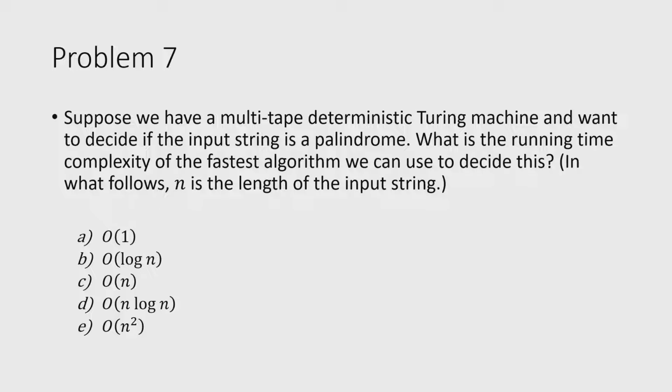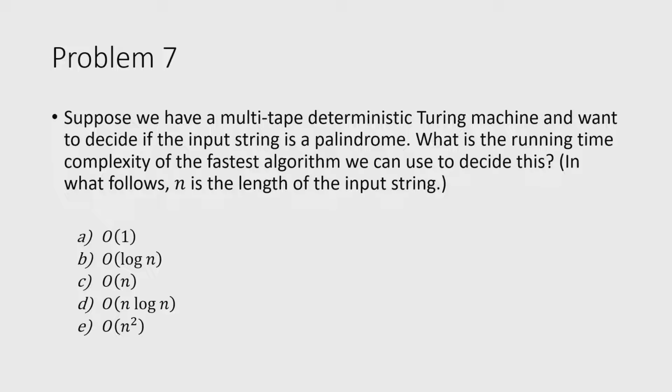Suppose we have a multi-tape Turing machine and want to decide if the input string is a palindrome or not. Recall that a string is a palindrome if it reads the same in both directions, forward and reverse. For example, the string BAB is a palindrome because its reverse is also BAB. However, the string BACB is not a palindrome because its reverse is BCAB, which is not the same as BACB.